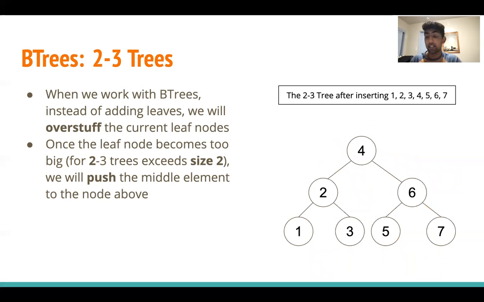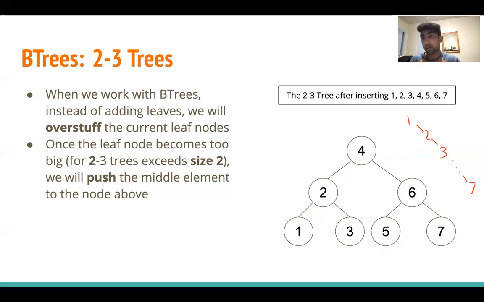And one really cool thing is looking at this 2-3 tree and then looking at the BST, we can see that the 2-3 tree is perfectly balanced. So it seems a 2-3 tree is amazing, right? But the problem with 2-3 trees is that they're really hard to implement in practice, okay?